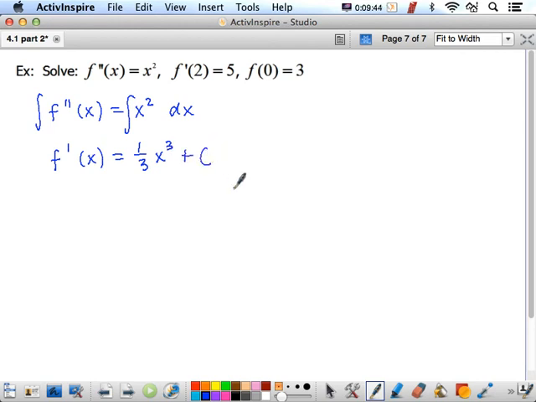So now we're going to substitute in 2 for x, 5 for f prime, and that will allow us to find our first constant of integration. So 2 for x, 5 for f prime. Five minus 8/3 is 7/3, correct? So we see that our first constant of integration is 7/3. So now we know that f prime of x is equal to 1/3 x cubed plus 7/3.